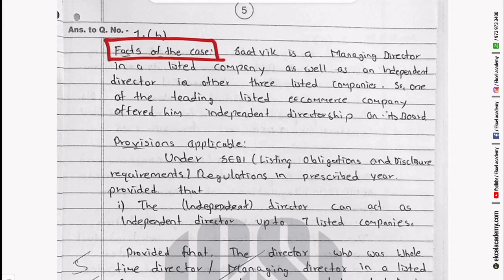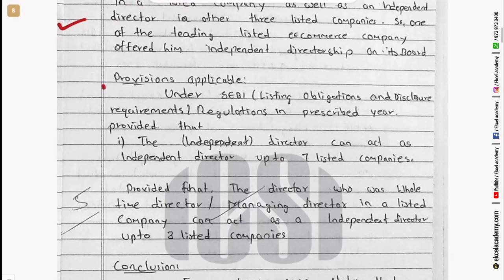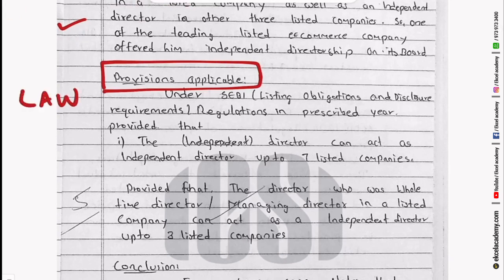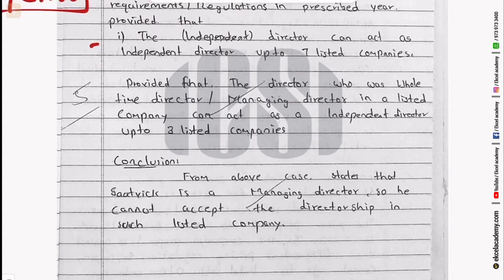So when you give the facts of the case, the person correcting knows that you have understood the concept. Then he has given what is the provision. Provision means what is the law which is applicable for our particular question. So he has clearly mentioned what is the provision, which is excellent, and he has given the limits. Then he has left one line.